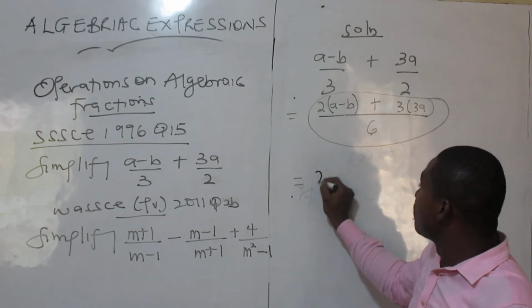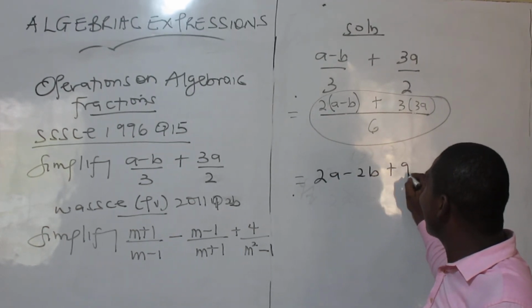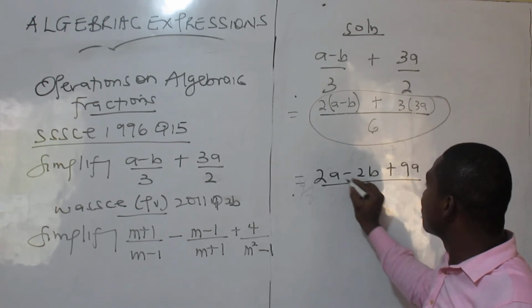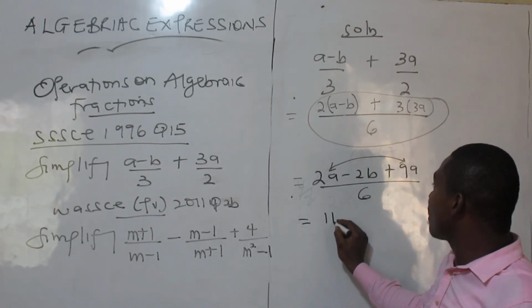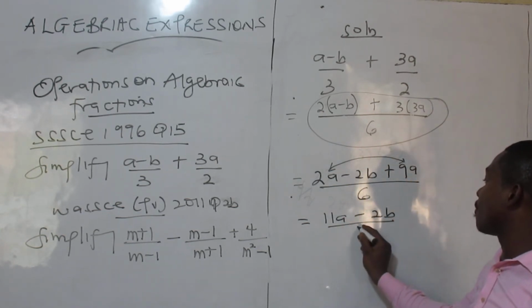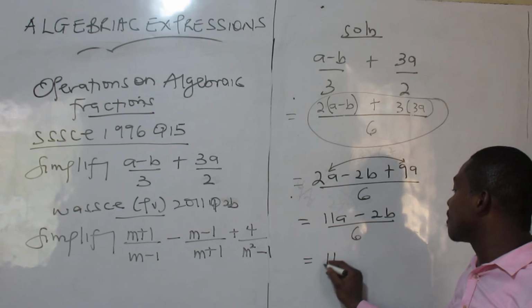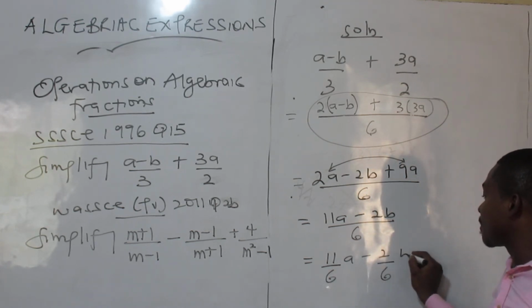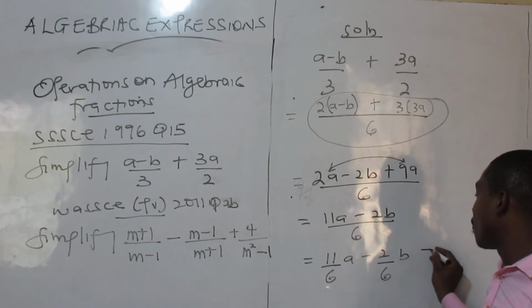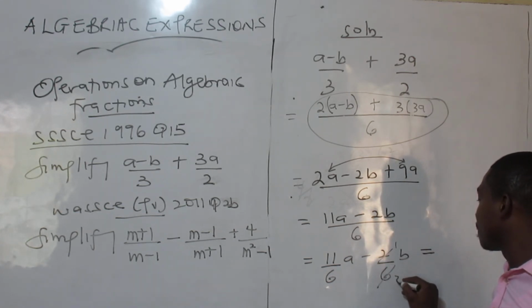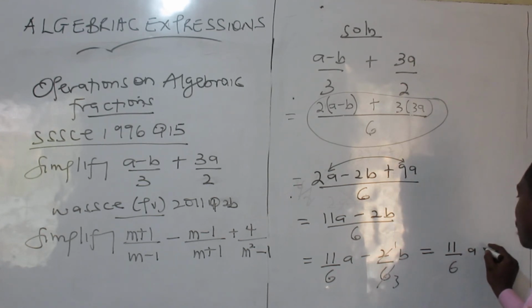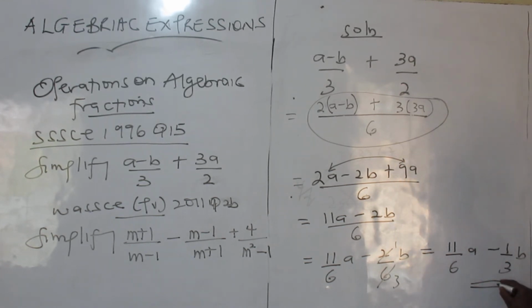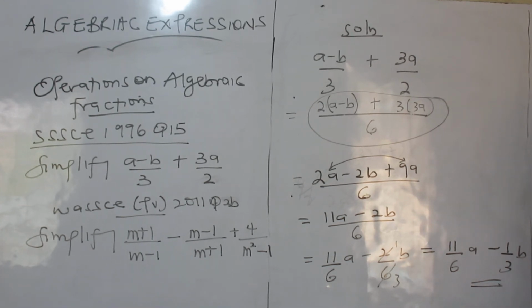So you can see you have 2a minus 2b plus 9a all over 6. So this and this are the same. You have 11a minus 2b all over 6. Now this thing can be partitioned this way. It's possible. Good. You can even go further to even get this. Good. That is it. So that is how it goes. So take note, when you have plus or minus between two fractions, you do what we call the LCM approach.